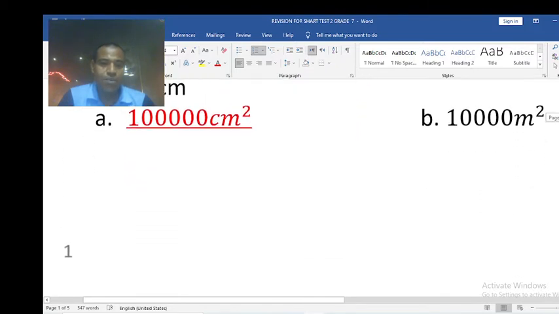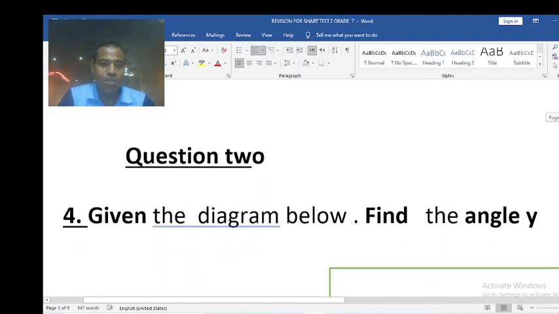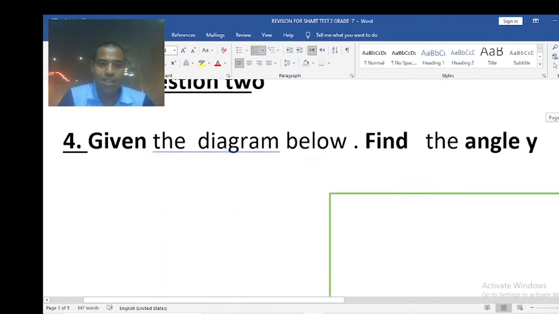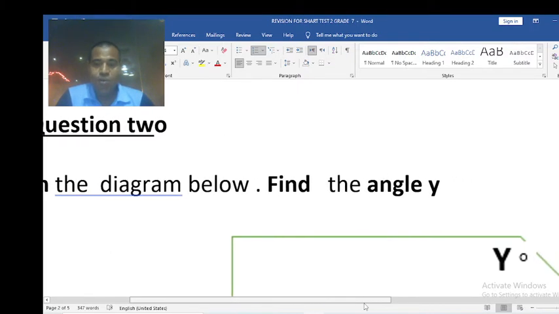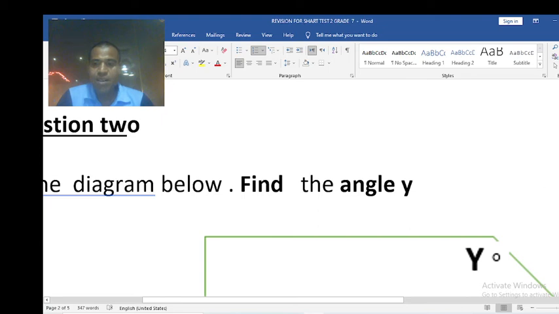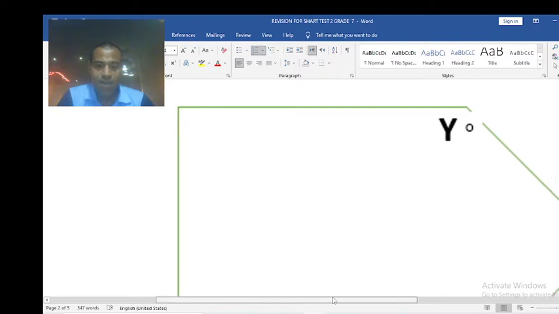We continue to the next question. We move to the extended question. Question number 2, it's called the extended question. Given the diagram below, find the value of y in this polygon with 5 sides. This is my polygon.